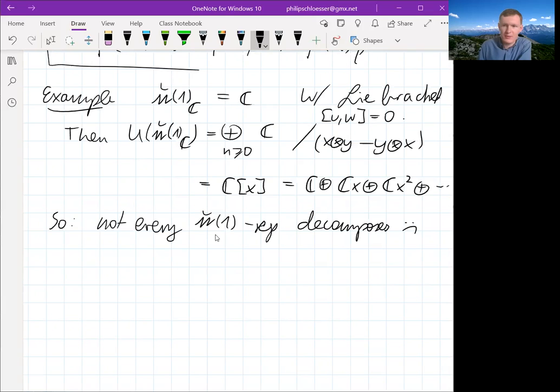Okay. So you might ask, why is that here the case? Usually you would be used to nice results where every representation decomposes. And there indeed exists such a result for Lie algebras. It's just that this result exists for semisimple Lie algebras. And U(1) is abelian and therefore not semisimple.